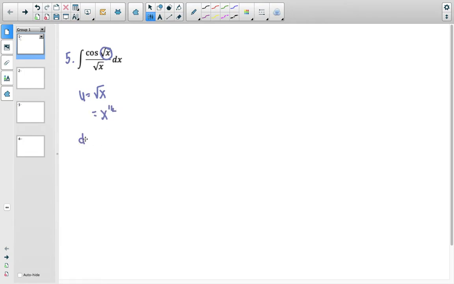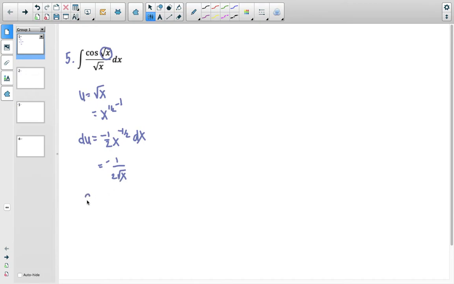So then you have to do the du, and that means you're deriving whatever's right here. So we're going to derive that. So you subtract the power of 1, remember, and whatever you get goes in front, so that's 1/2 x to the negative 1/2 power, and then dx because you did it in terms of x. That turns out to be equivalent to 1 over 2 square root of x.